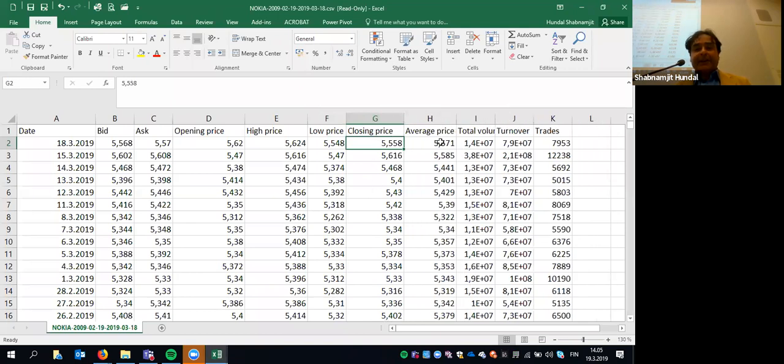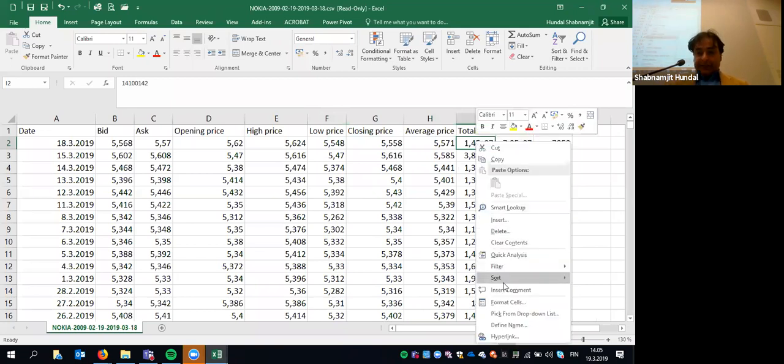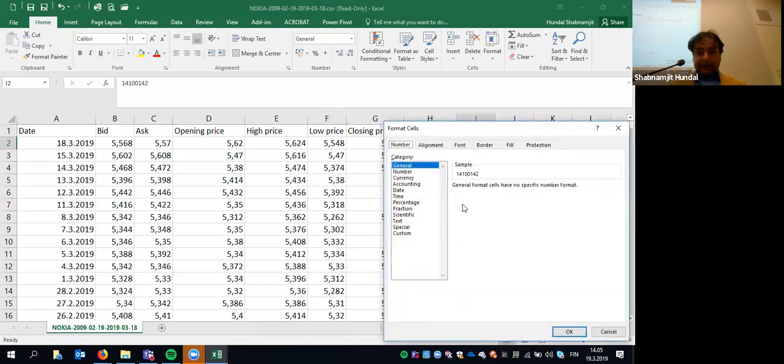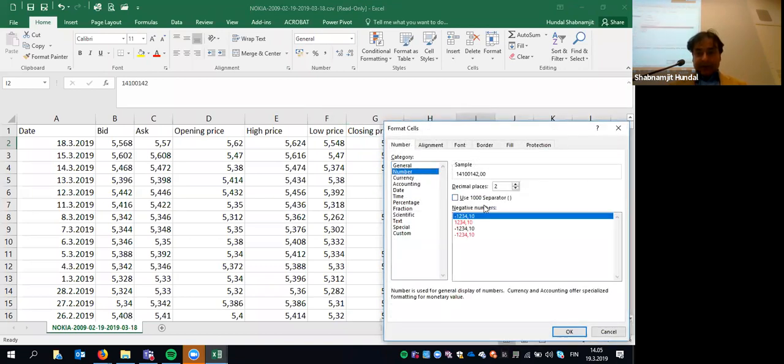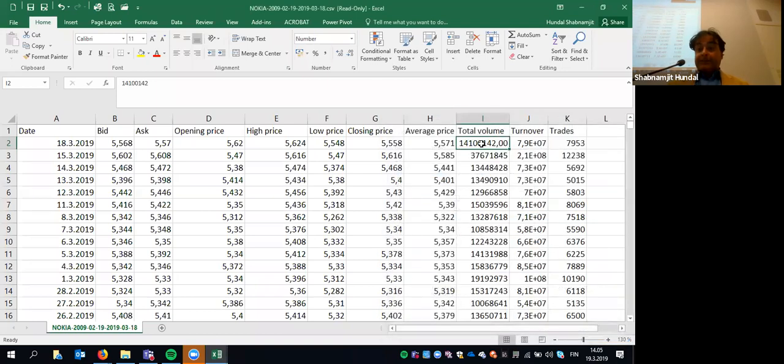This was the average price. If you look at the overall total volume, how many shares were transacted, you can see the number is huge. If you want, I can check exactly how many. I have to format it. If I format it, make it a number. Yeah, so these many shares were transacted in the stock exchange.